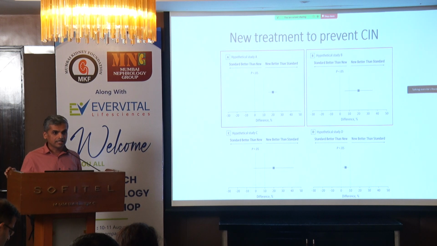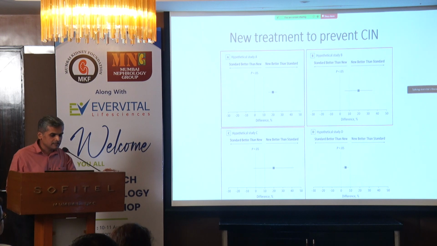Now, study B has a slightly smaller sample size, say 400. It has also detected the same point estimate of 20% reduction, but see the confidence interval. It can range from 5% reduction in the risk to 35% reduction in the risk. So it is less compelling than study 1.